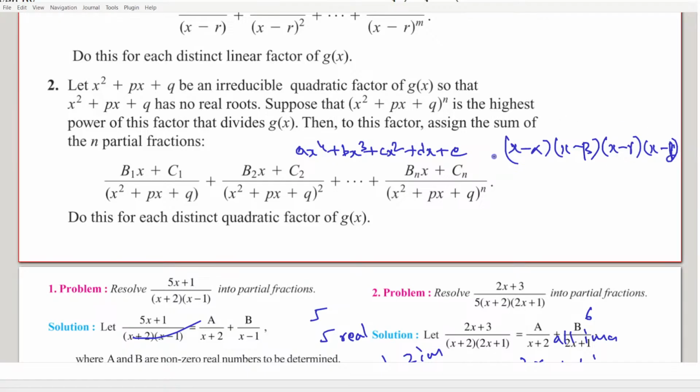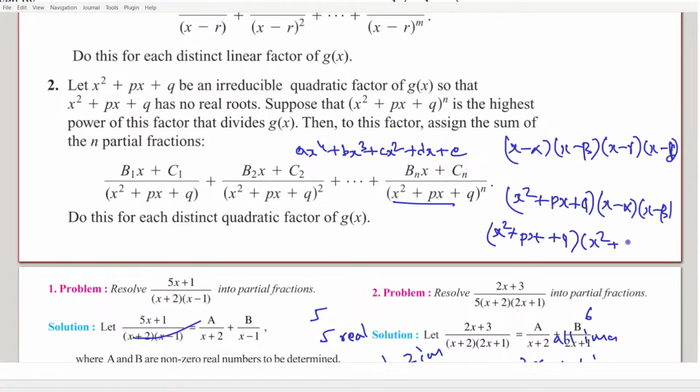If 2 roots are real, then you will get one quadratic factor like this: x square plus px plus q with complex roots, and the remaining two are real, x minus alpha into x minus beta, right? If both pairs are imaginary, you will get something like x square plus px plus q and x square plus, let's say, fx plus e, whatever.